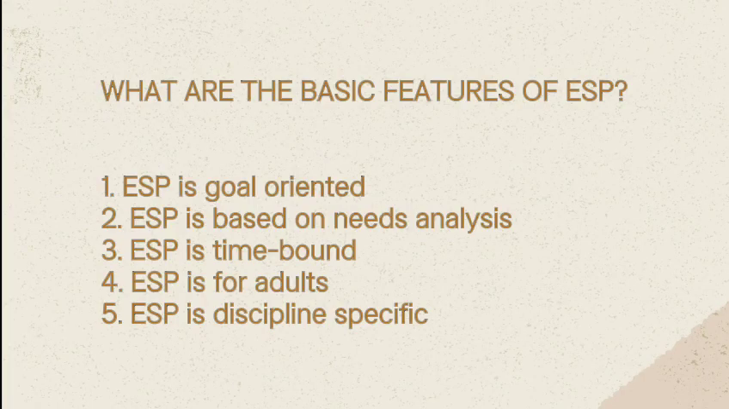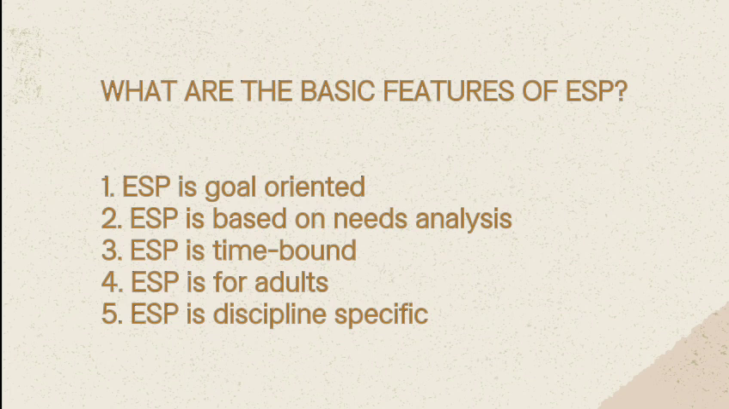Now, to begin our discussion, let us have some review of the basic features of ESP. Number 1, ESP is goal-oriented. This is because we study English for a specific goal or a purpose. For example, your goal is to step up to the next grade level, if you are still in a lower grade like high school or in college. Or your goal is to improve your English, to improve also your performance in your work.